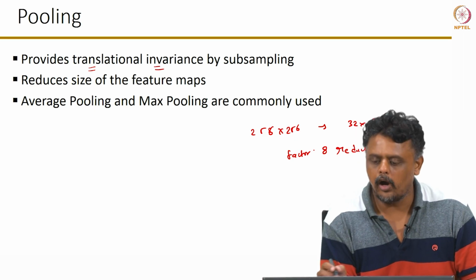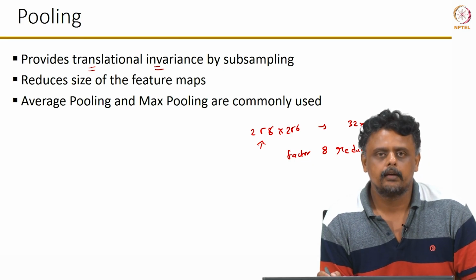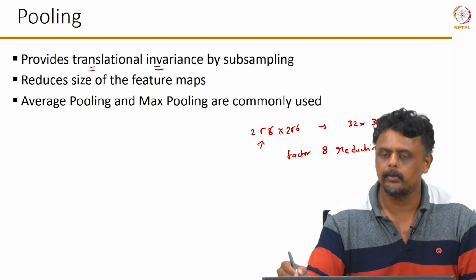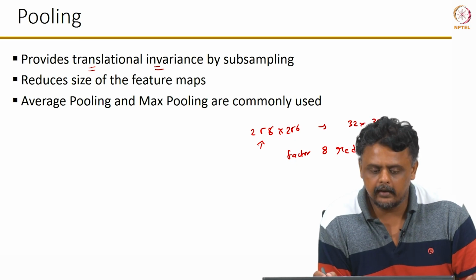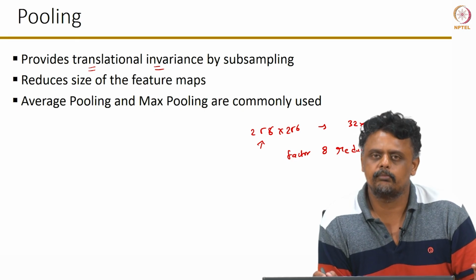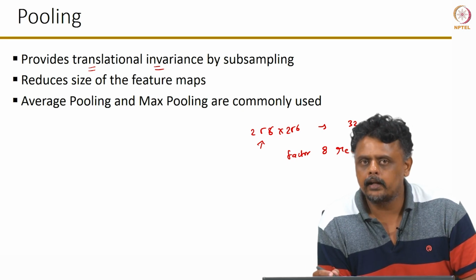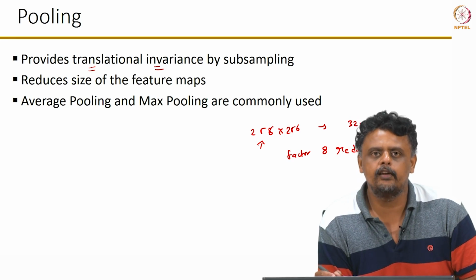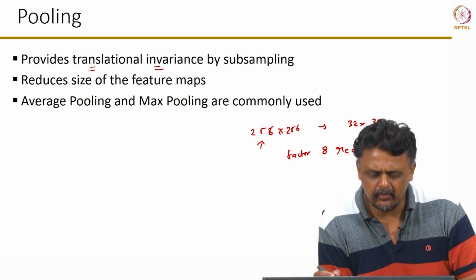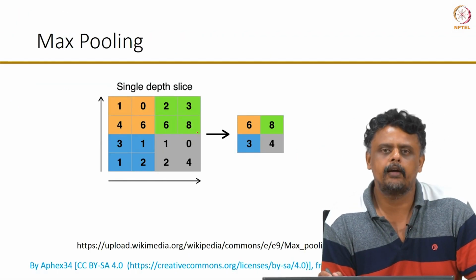If the object moves around inside the 256 by 256 image, and it moves less than 8 or 16 pixels, you will hardly see a motion in the 32 by 32 image. So basically what pooling performs is a subsampling operation. It reduces the size of your feature maps, and as you build more and more layers, the network becomes invariant to very large motion of the object you are trying to detect in your main image. Typically average pooling and max pooling are commonly used. We will look at max pooling; average pooling should be fairly obvious.